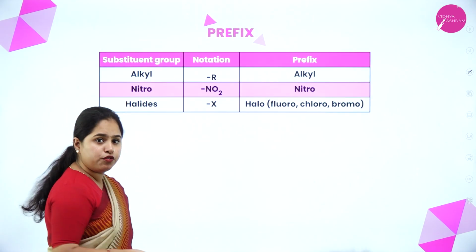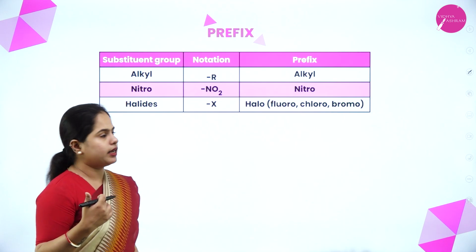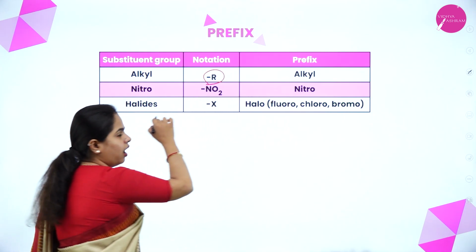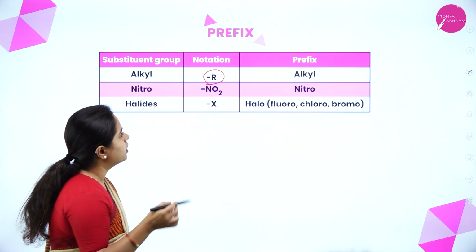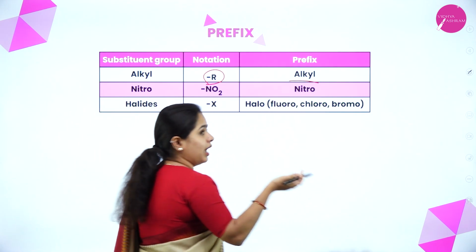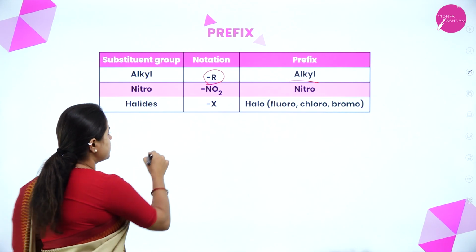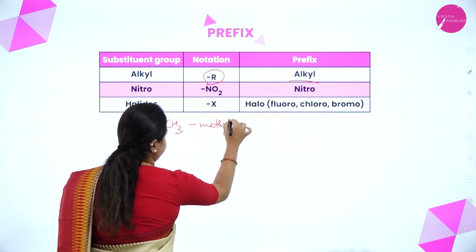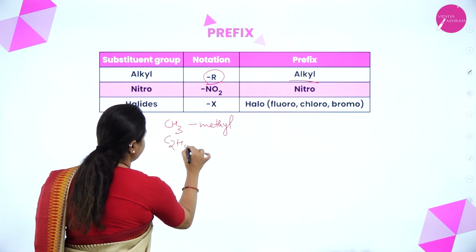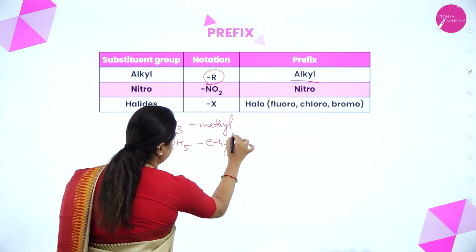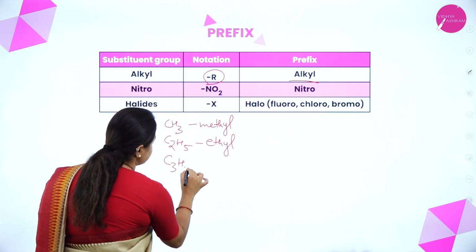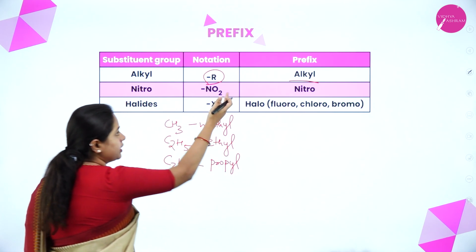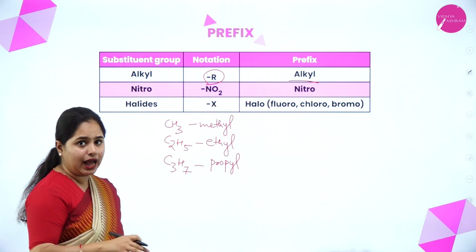Now coming to the prefixes that come in the beginning. If it is an alkyl group, the general representation is R. R represents the alkyl group. How do you write that? You write the name of the alkyl. If it is a CH3 group, you write methyl. If it is C2H5, ethyl. If it is C3H7, propyl. In general, the prefix will be alkyl.